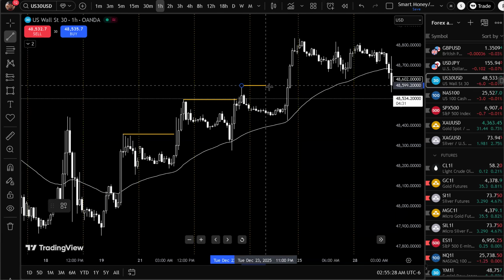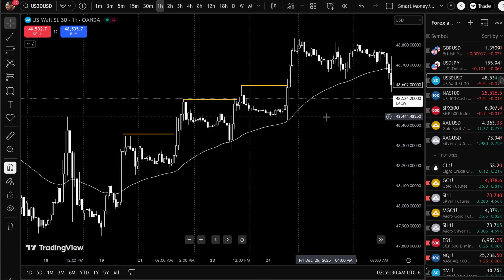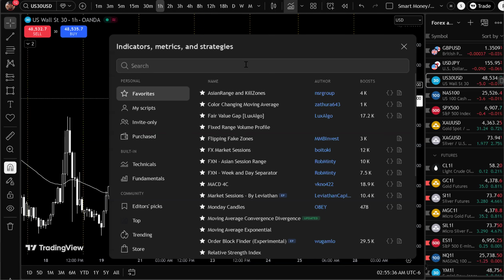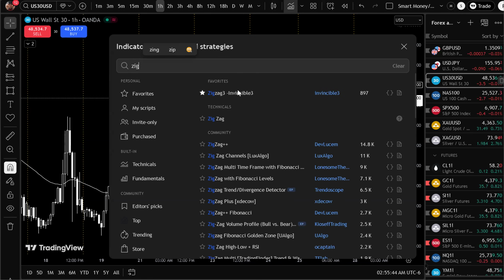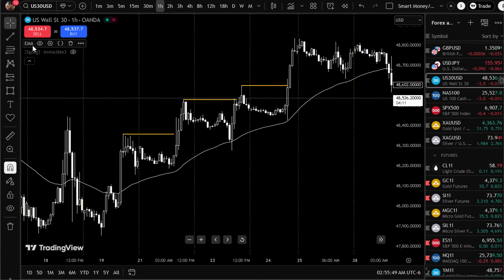Boom, easy. That's the easiest part. Indication. If you can't find it, I'm going to show you a little tool to help you find indication. Excuse me, y'all, I still got a little cough. This one, the zigzag invincible three. Oh, wait. I already have it.